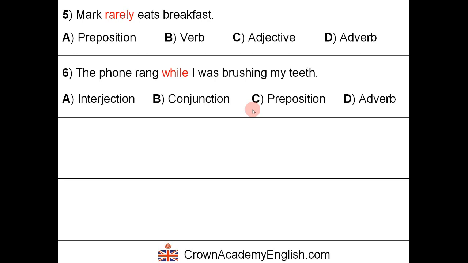Question 6. The phone rang while I was brushing my teeth. The word in red is while. So in this sentence, what type of word is while? Is it A, an interjection, B, a conjunction, C, a preposition, or D, an adverb?